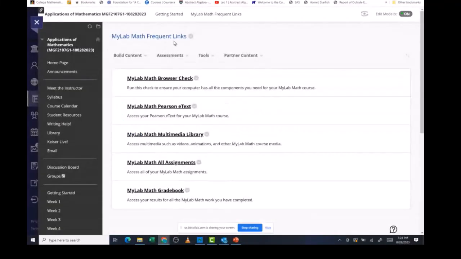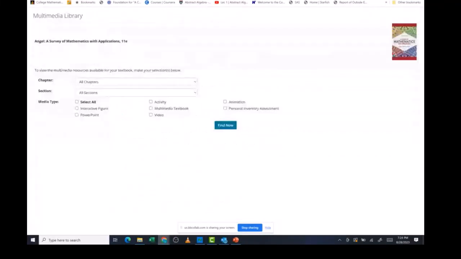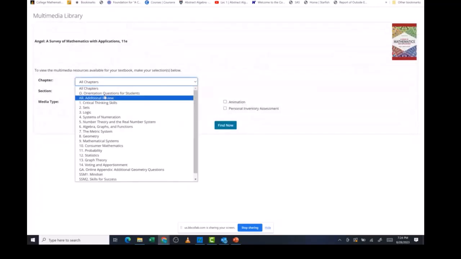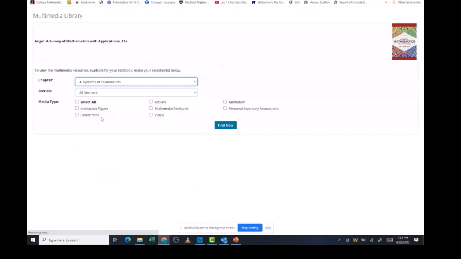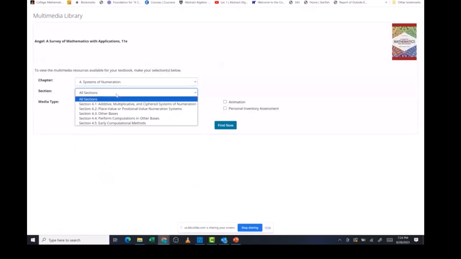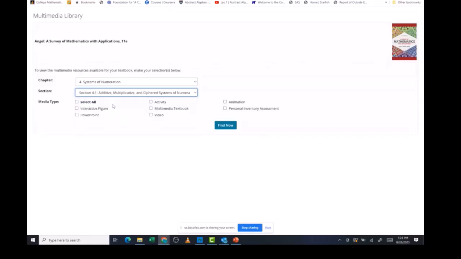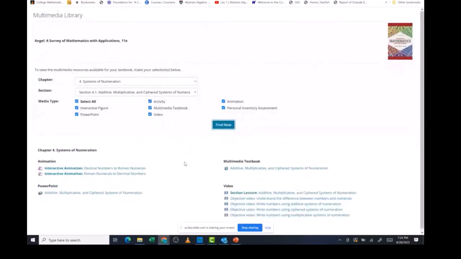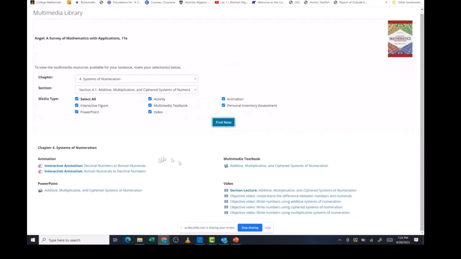Under Math Frequent Links, there is a lot of information. For example, we'll be doing systems of numbers, and let's say you want to look at 4.1. You can select all, or you can select whatever you want, and it will give you whatever they have available for section 4.1. Here's a couple of interactive animations. Here's a PowerPoint. Here is the textbook, and here's some other videos.